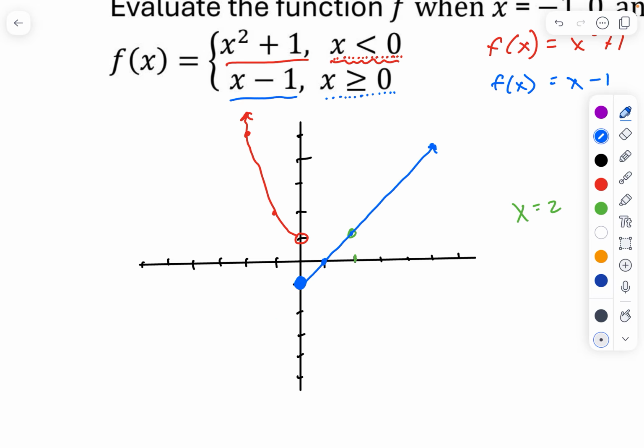And then lastly, looking at when x equals 1. Again, the fancy way to write this out, we'll go gold here, f of 1. Again, establishing which of my two options. Do I go with the top? Do I go with the bottom? Well, I know that 1 is actually greater than or equal to 0, so we know now, without any uncertainty, that we're using that bottom equation.